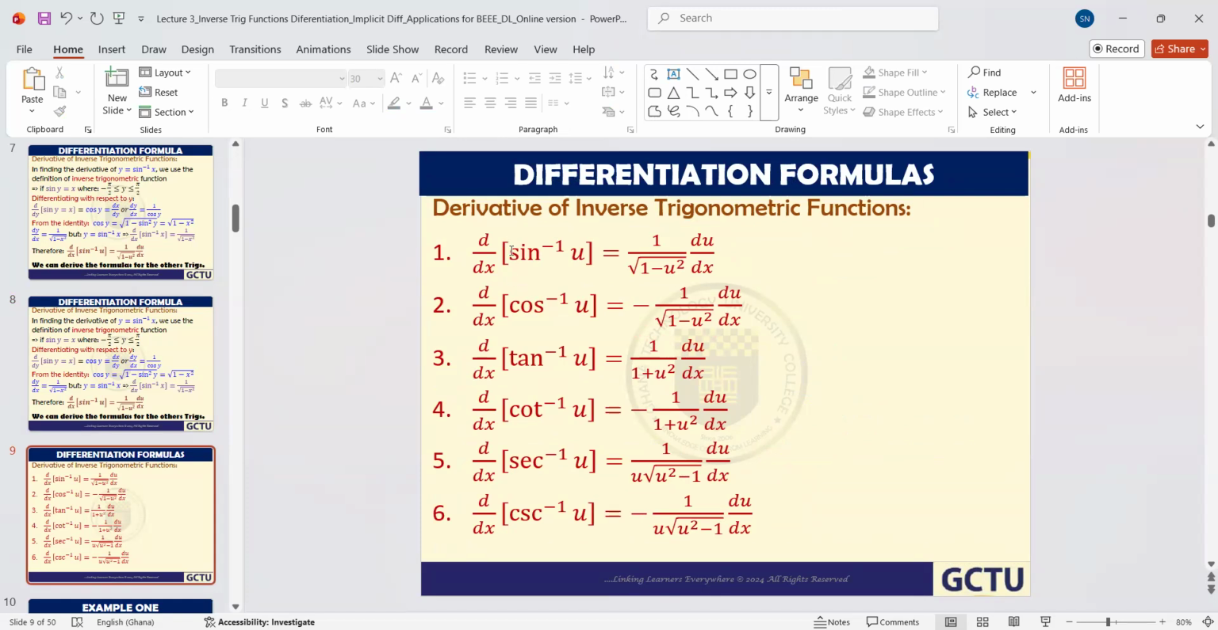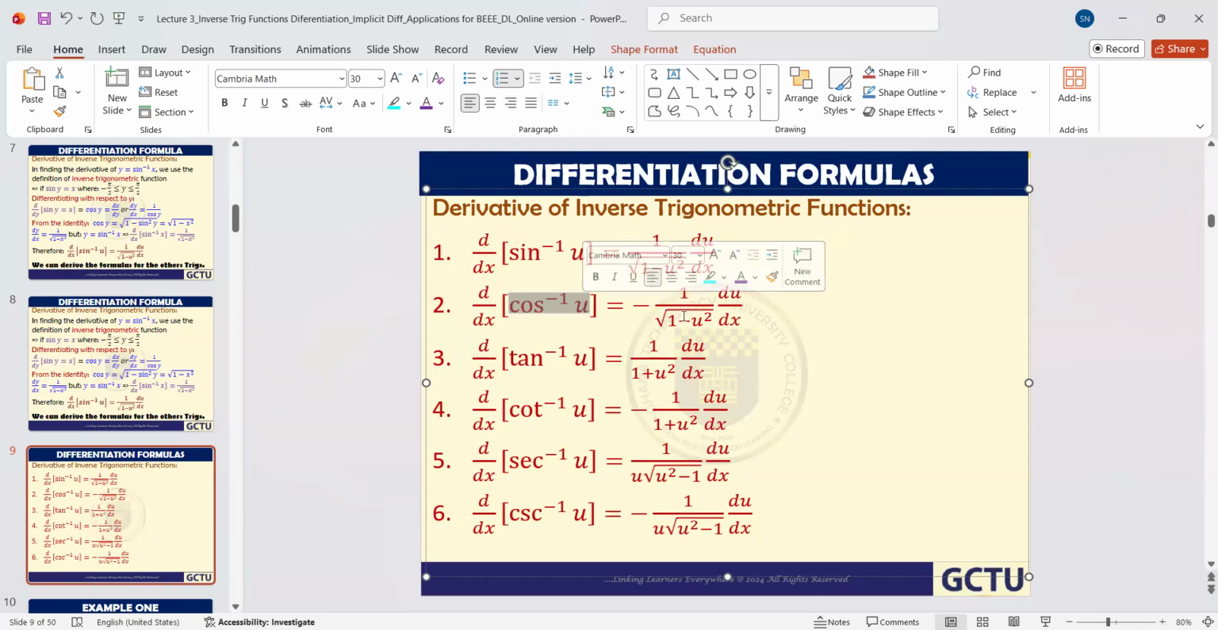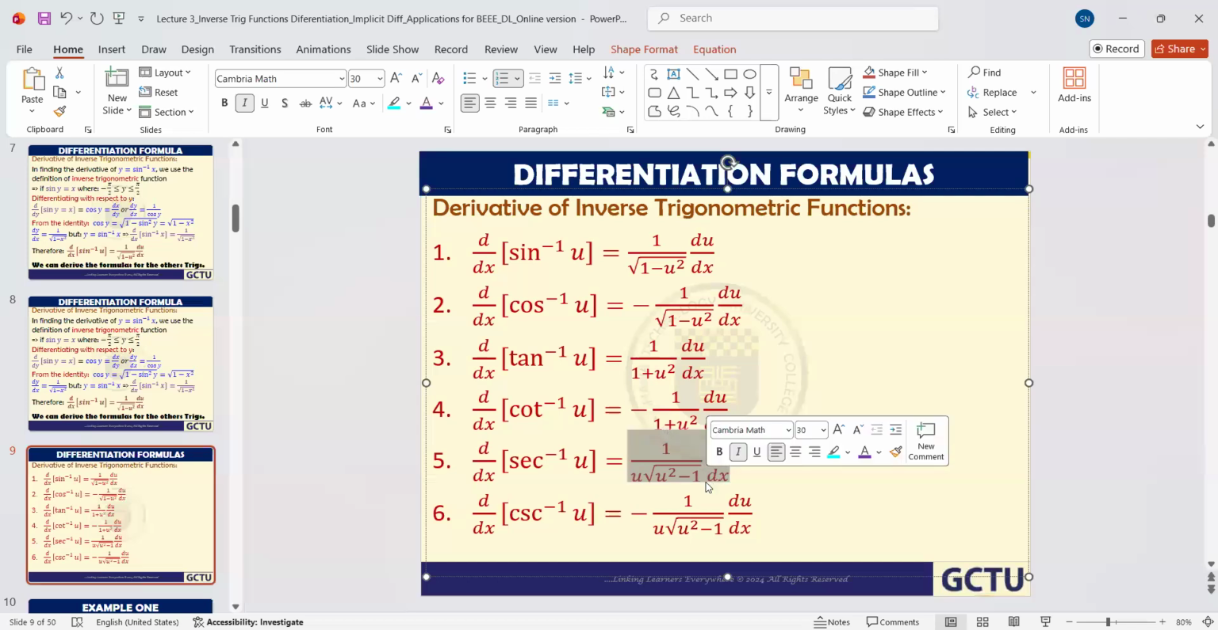But if I'm finding the derivative of sine inverse of, let's say, u, we will know that it becomes 1 over square root of 1 minus u squared, times du dx. If I want to find cos inverse of u, then it becomes negative 1 over square root of 1 minus u squared. You negate that right-hand side, then you differentiate the angle. If it is tan inverse, it becomes 1 over 1 plus u squared. If it is cot inverse, it becomes negative 1 over 1 plus u squared. If it's sec inverse, then you have 1 over u times the square root of u squared minus 1. And if it is cosecant inverse, it becomes negative 1 over u times the square root of u squared minus 1.